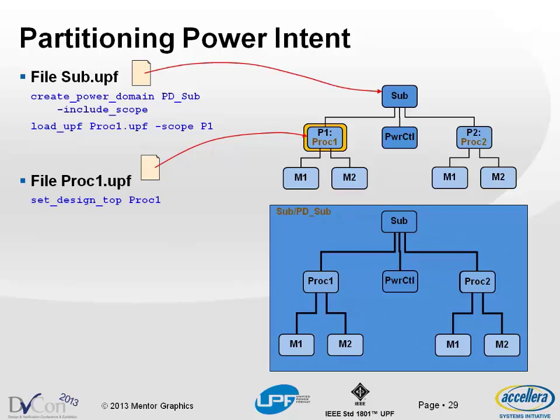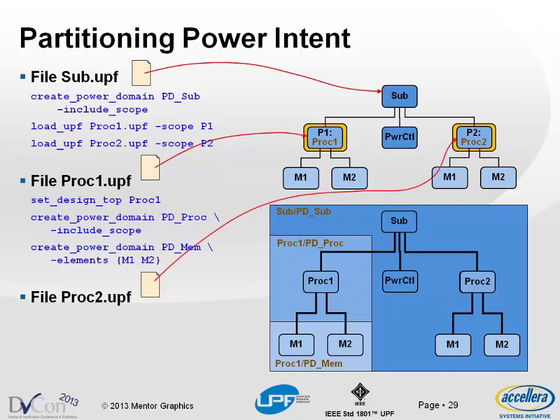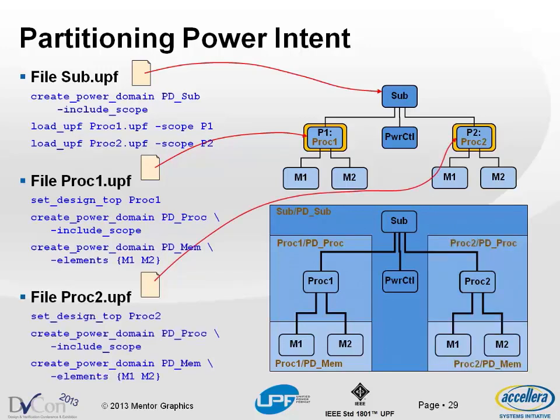Do the set design top to know where we are and create some more power domains. So now we're going to create power domains inside of the power domain that was structured before. And you've seen this before. This is just carving out lower level power domains out of what was already built. And then we're going to go back up and do a load UPF for proc2.upf, do the same thing on the other side. So pretty much the same thing, we end up with multiple power domains carved out. This is hierarchical partitioning of the file using the load UPF command.